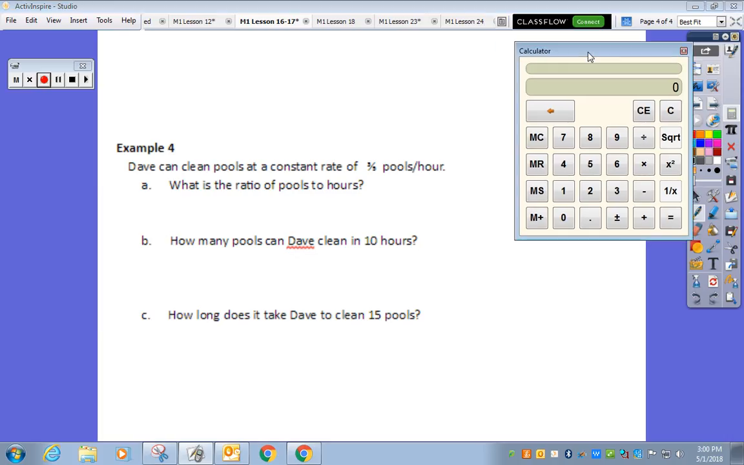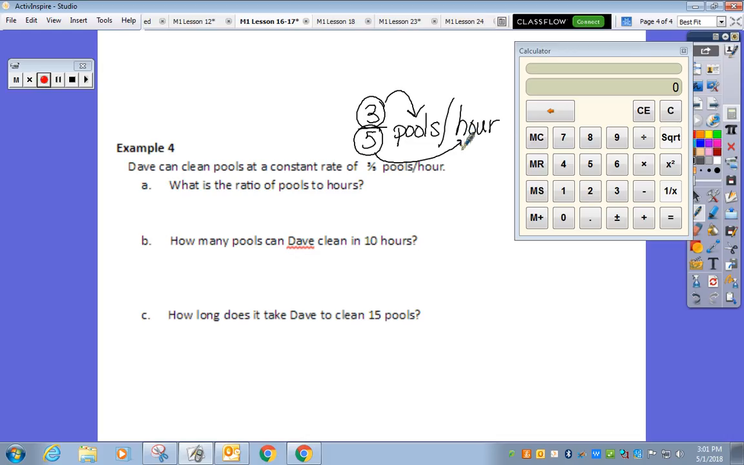Okay, so the next one says Dave can clean pools at a constant rate of 3/5 pools per hour. So now when we see a rate written as a fraction, I'm just going to write this a little larger so we can see what it actually says. You're going to see this: you have your fraction and then you have 2 units. What this means is this 3 goes with the first unit. So your numerator goes with the first unit. Your denominator goes with the second unit.